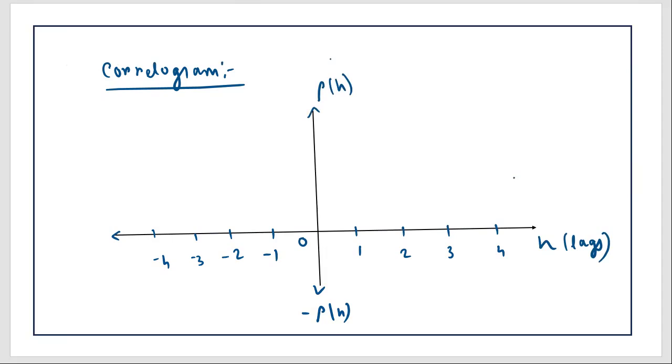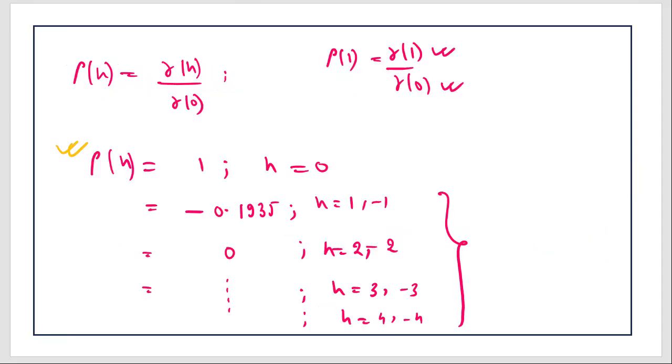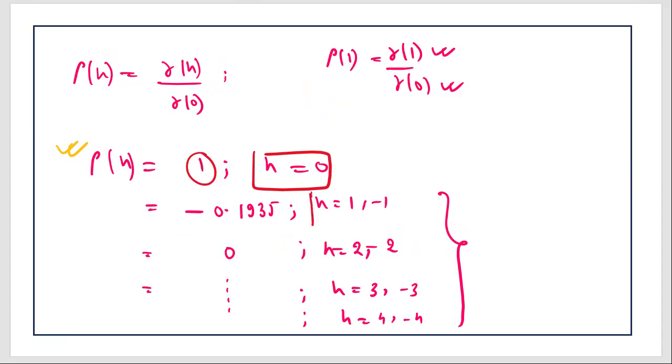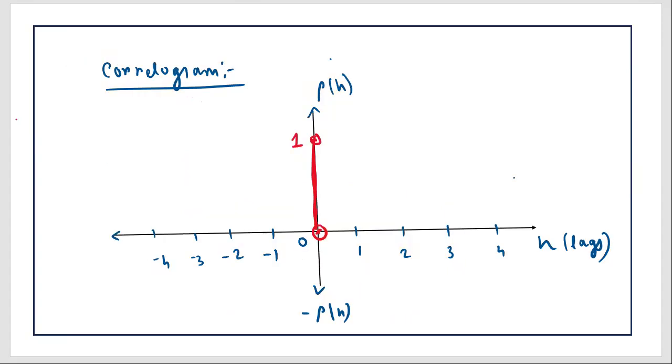Now, how do you plot this thing? Simply take the correlation function. When h equals 0, rho h is exactly equal to 1. So here you see this is h equals 0. So rho h here will be exactly equal to 1. So this is 1 point in the correlogram diagram. Now for the second point, when h equals 1 or -1, it is -0.19. So it will be on the negative side.